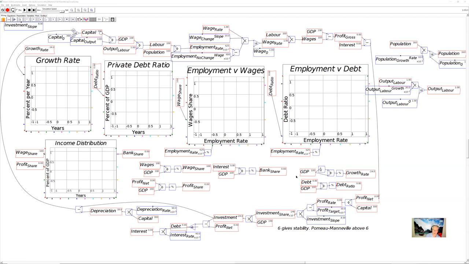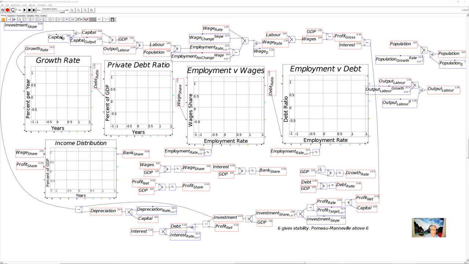Now, if the amount of private debt in the economy is rising over time, then the amount of money going to workers can be falling and it won't affect capitalists at all. And this is what comes out of the model that I did of Minsky's financial instability hypothesis. So I'll quickly just take you through it.